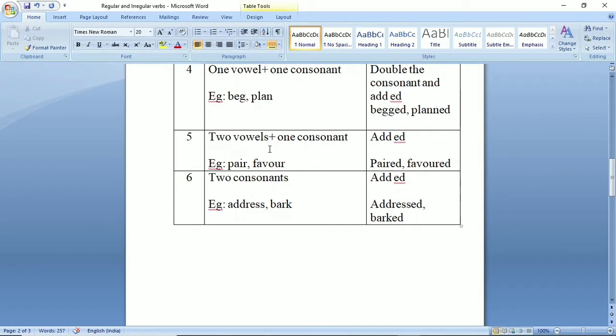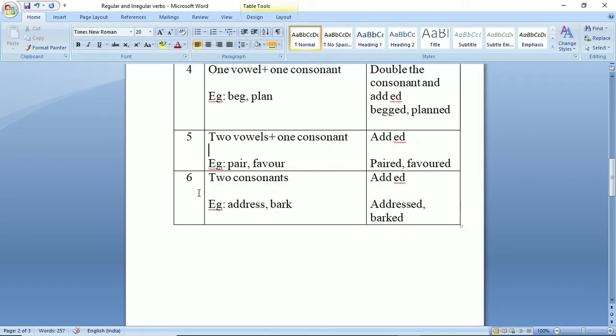Two vowels and one consonant. See students, if the last alphabet is a consonant and before that there are two vowels, right? For example, pair. In pair, the last alphabet is a consonant, and I and A are two vowels. In this case also we will only add ed. So it becomes paired and favor becomes favored.